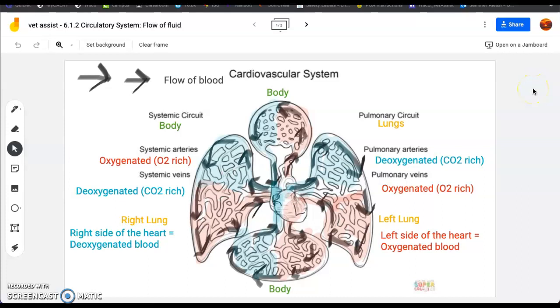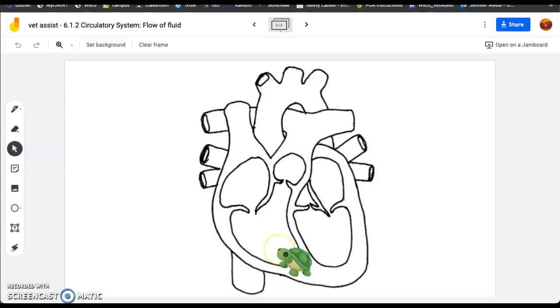All right, so I'm back into my Jamboard. This was our previous image with the flow of the fluids. I'm going to skip to the next frame and then I'm going to have my heart. Now remember Miss Alyssy said that we're going to draw the heart that's in the PowerPoint.